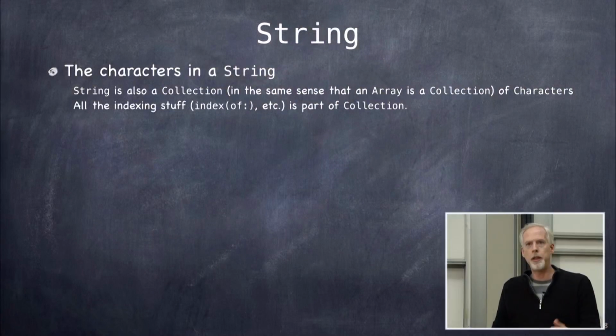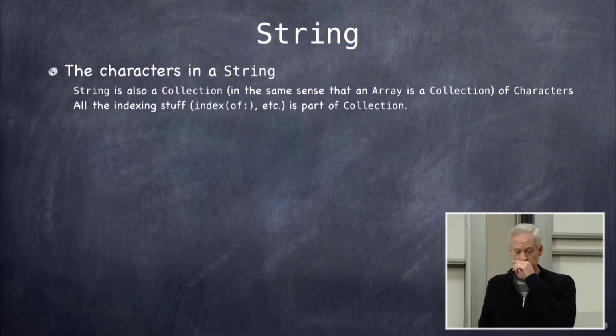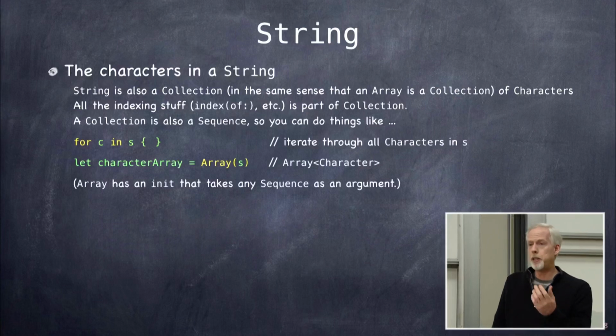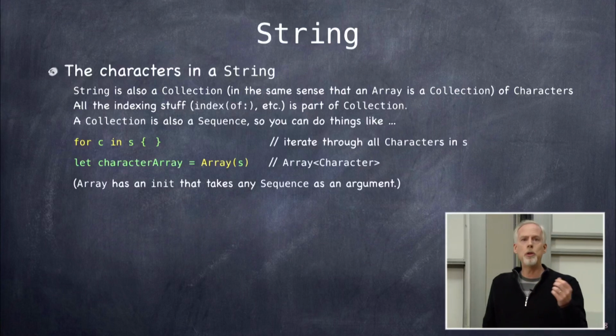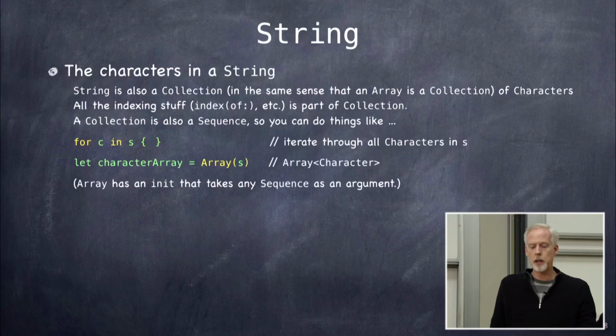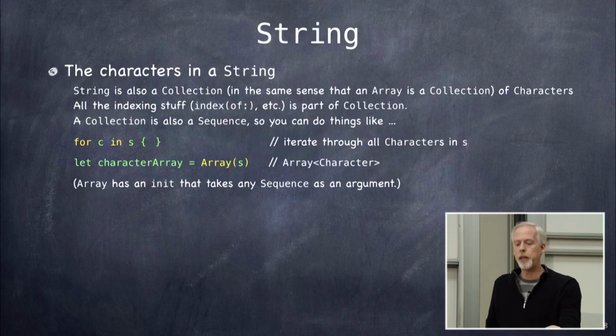Okay, so string, like I say, is a collection of character, just like an array is a collection of arbitrary things. A countable range of ints is a collection of ints. And so all that stuff is coming from collection. And collection is a sequence, we know. So of course you can do for c in s, if s is a string, c will be of type character, and you can iterate with a for loop through all the characters.